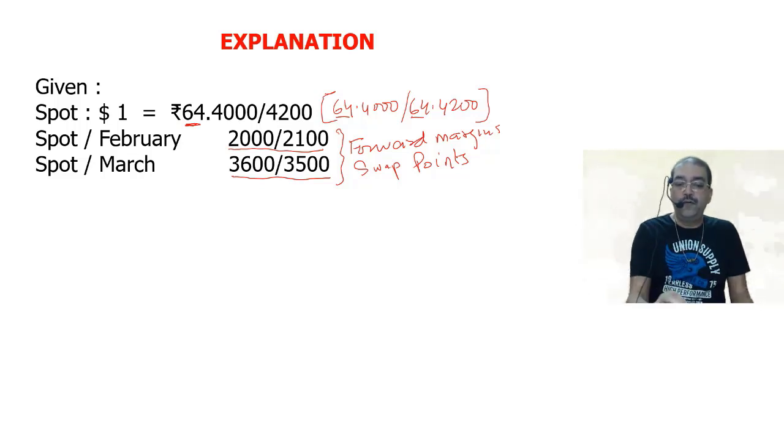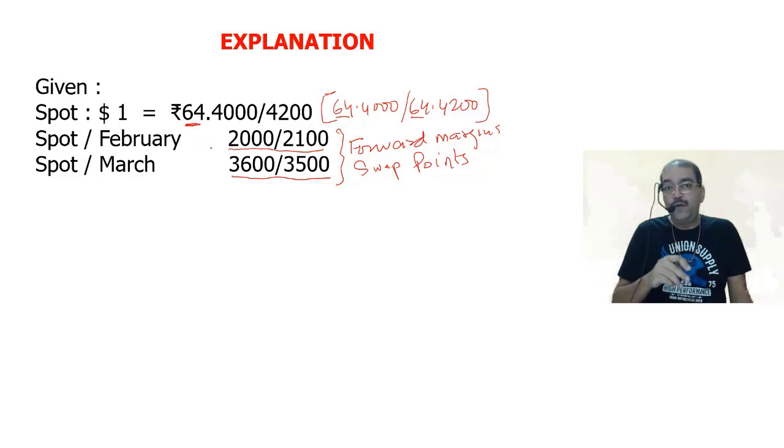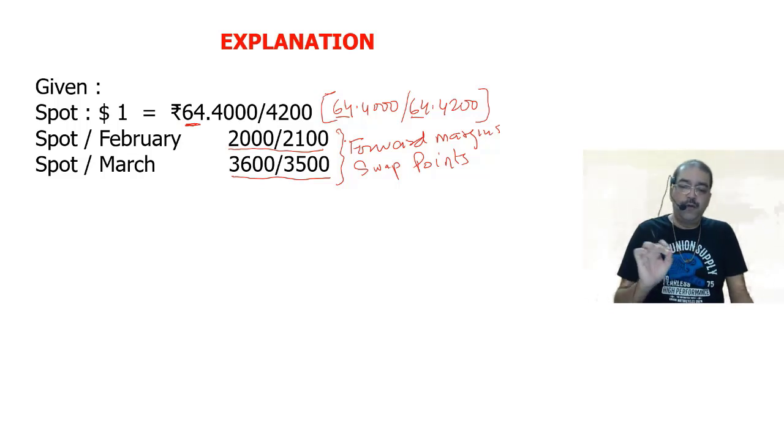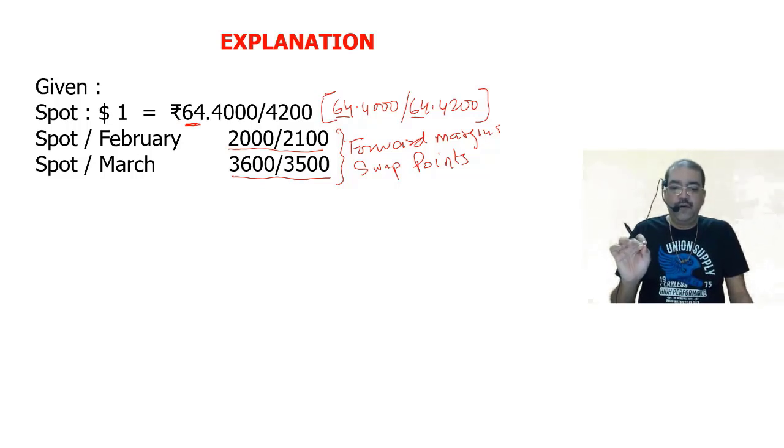So these figures which are given are not the future rates, they are not the forward rates. Do you find the integer here? No. Integer is not there. So how can you say that it is a forward rate? So only figures are given like this. So these are called the forward margins, or they are called swap points. Clear? Swap points. Now, with the help of this, I try to find out whether the forward is at par, premium, discount.